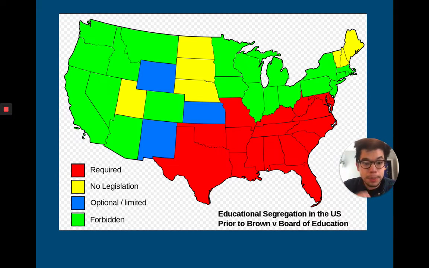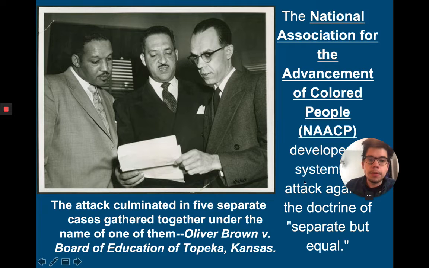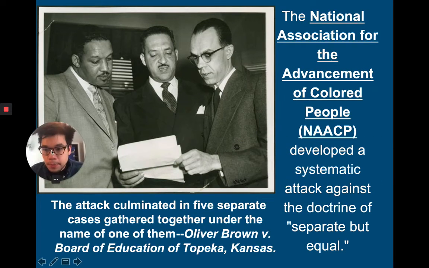So let's jump into Brown v. Board of Education. How does this change? How does the federal government change this? So going back a little bit, we see the NAACP. Hopefully that sounds familiar. We're thinking W.E.B. Du Bois, right? That's why we talked about them, because we're going to talk about the NAACP.